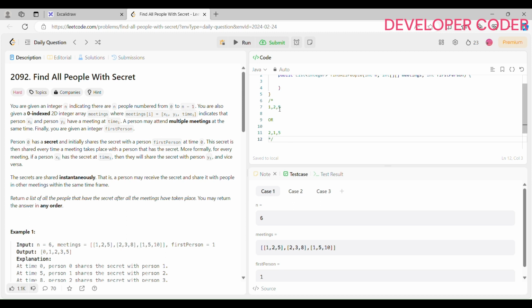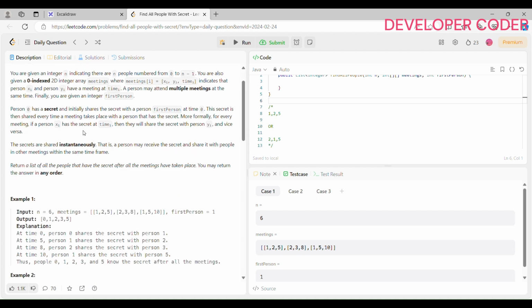If person 1 is meeting person 2, or if person 2 is meeting person 1, if any one of them knows the secret, then definitely that person is going to share the secret with the other person. Okay, so here since person 1 knows the secret, he is going to share the secret with 2, and in this case also he is going to share the secret with 2. Okay, so the order is not important here. They will share the secret with person yi and vice versa. So this is an undirected graph.